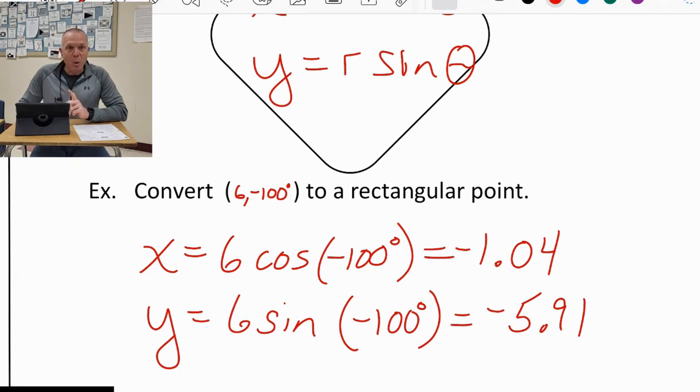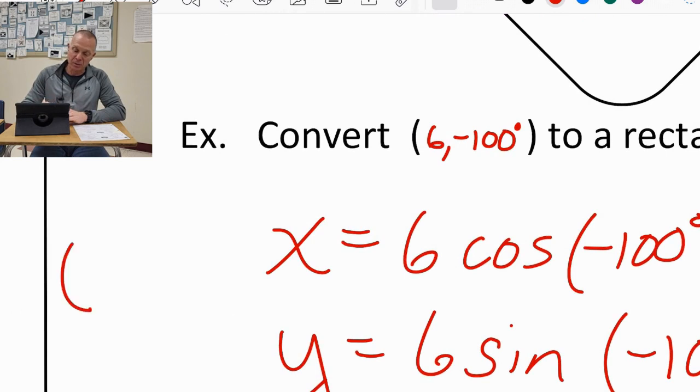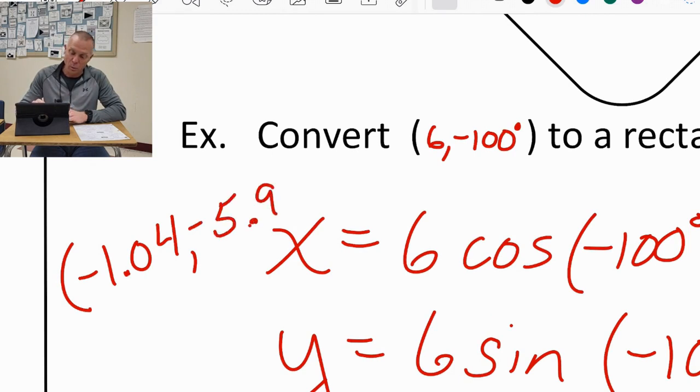Now remember, this is a point that you found. It's actually a rectangular point, but nonetheless, we need to write it as a point. And so we'll put it as an ordered pair, negative 1.04 and negative 5.91. We'll just kind of squeeze it right there.